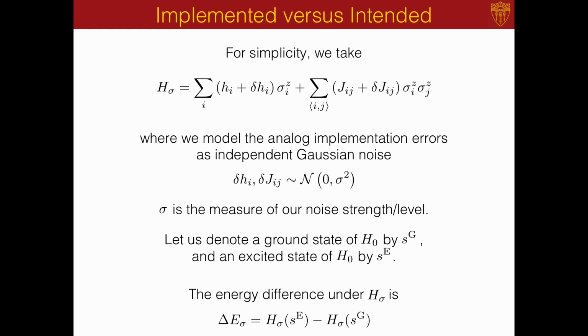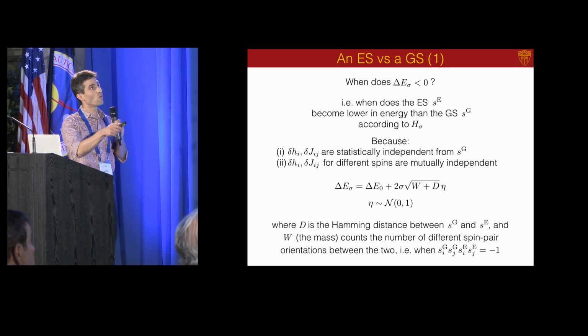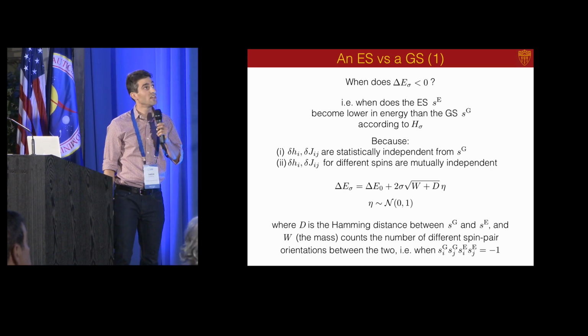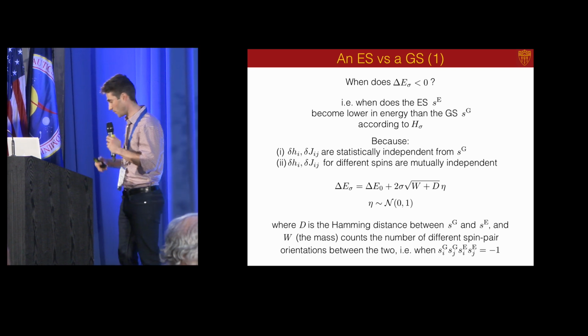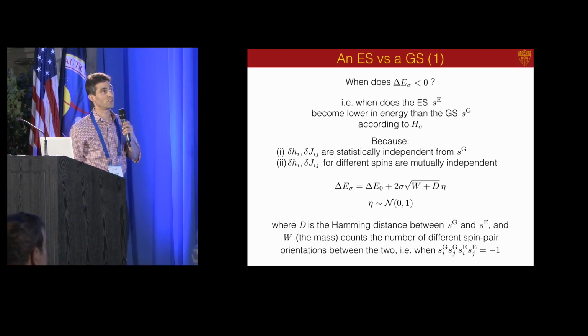And for now, let's just pick a single ground state of H0 and a single excited state of H0, which I will then denote by SG and SE respectively. And let me ask, what is the energy difference of these two states under H sigma? And what I want to ask is, when is this energy difference negative? So when does the excited state of H0 become more optimal than the ground state of H0?